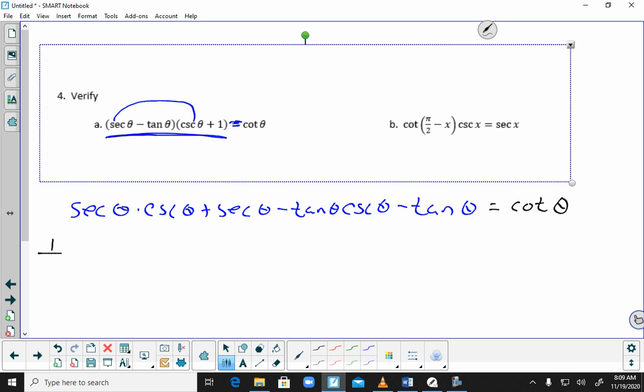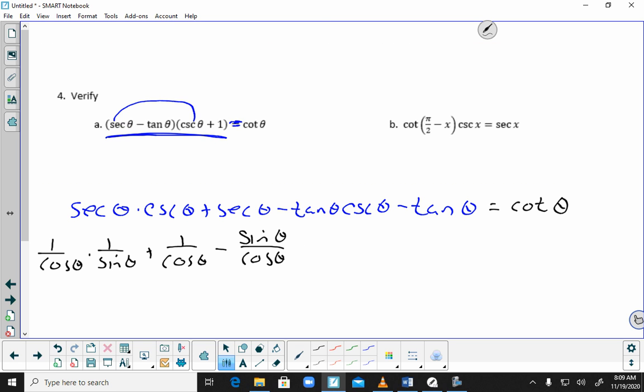So secant is 1 over cosine. Cosecant is 1 over sine, plus secant, which is 1 over cosine, minus tangent, which is sine over cosine. Times cosecant, which is 1 over sine, and minus tangent, which is sine over cosine. And I'm still trying to prove that's equal to the cotangent of theta.